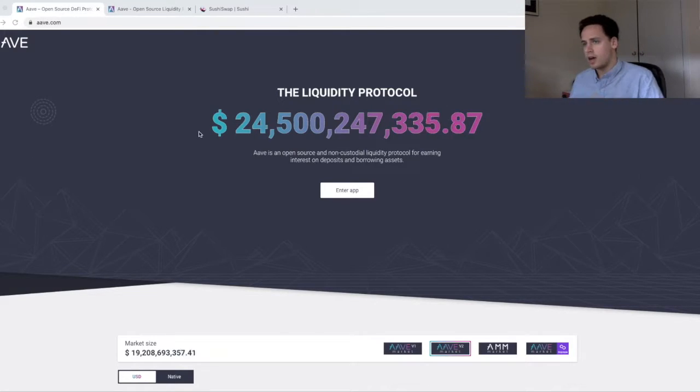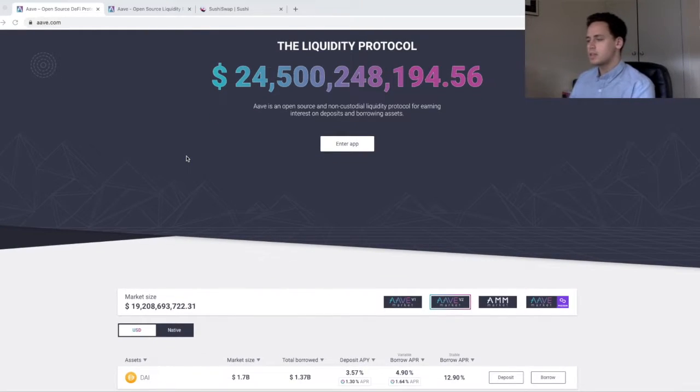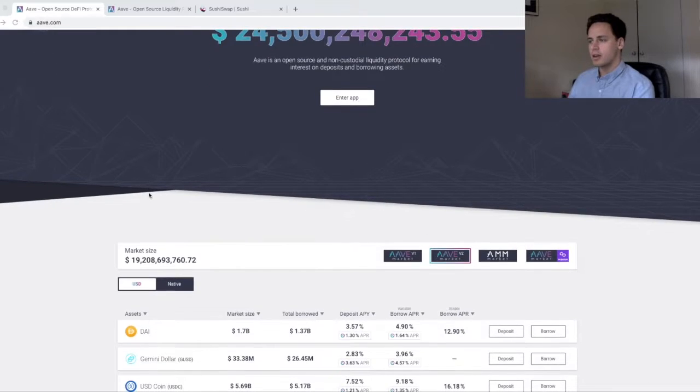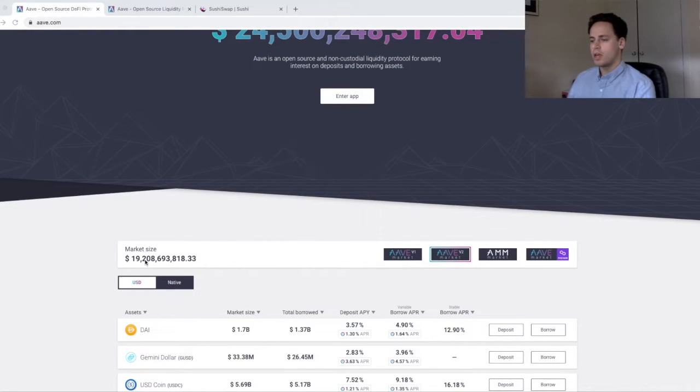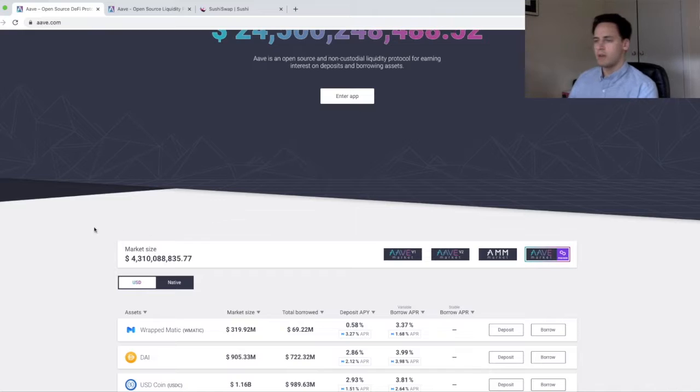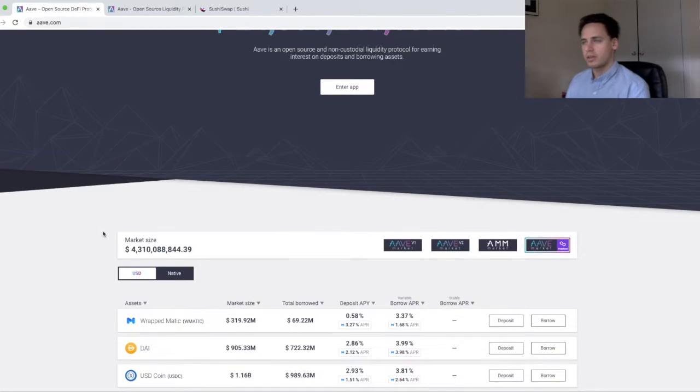So Aave, the liquidity protocol. Basically, Aave is the largest lending and borrowing protocol in decentralized finance. The other leader in this space is called Compound Finance. But today we're going to be showing Aave, which we are invested in in the Apollo Capital Fund. Now we can see that the Ethereum Layer 1 market on the Aave protocol has a market size of $19.2 billion, so fairly large, and the Polygon market size is just over 4.3 billion.